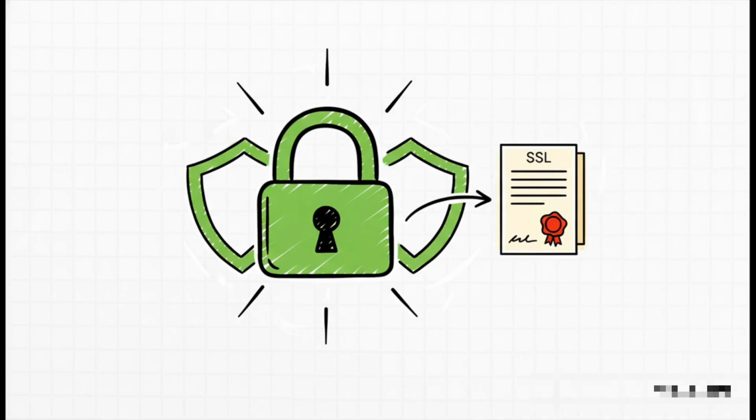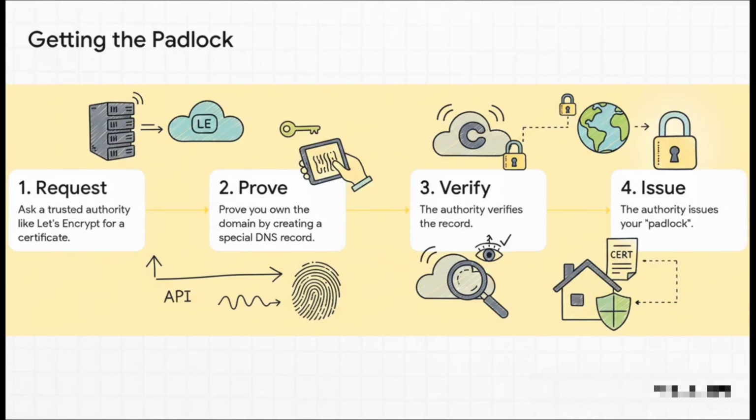To get one, you need something called an SSL certificate from a trusted source. Now, this used to be a complicated, expensive nightmare, but today, it's almost totally automatic. Get this, Nginx Proxy Manager can handle the whole thing for you. It reaches out to a free service like Let's Encrypt and says, hey, I need a certificate. To prove you're the real owner, it uses an API key from your domain provider, like Cloudflare, to create a temporary, unique digital fingerprint. Let's Encrypt sees that fingerprint, confirms you're legit, and just hands over the certificate. The whole process takes like 30 seconds.